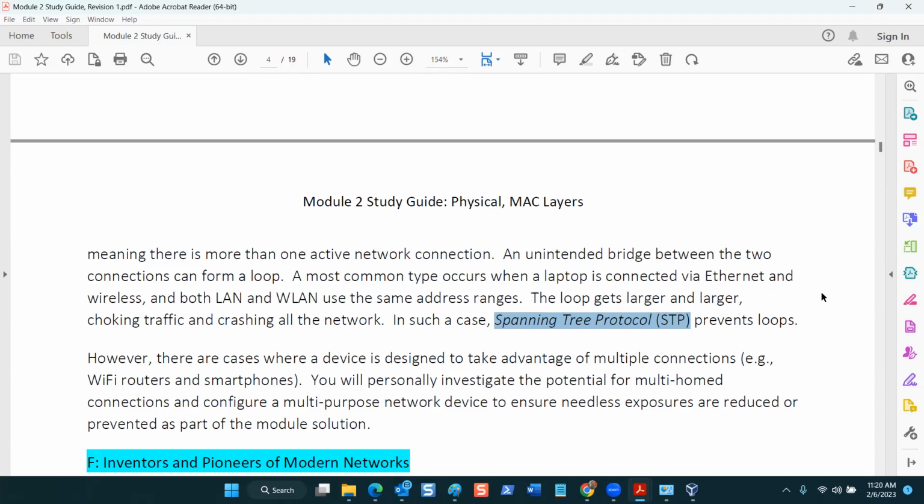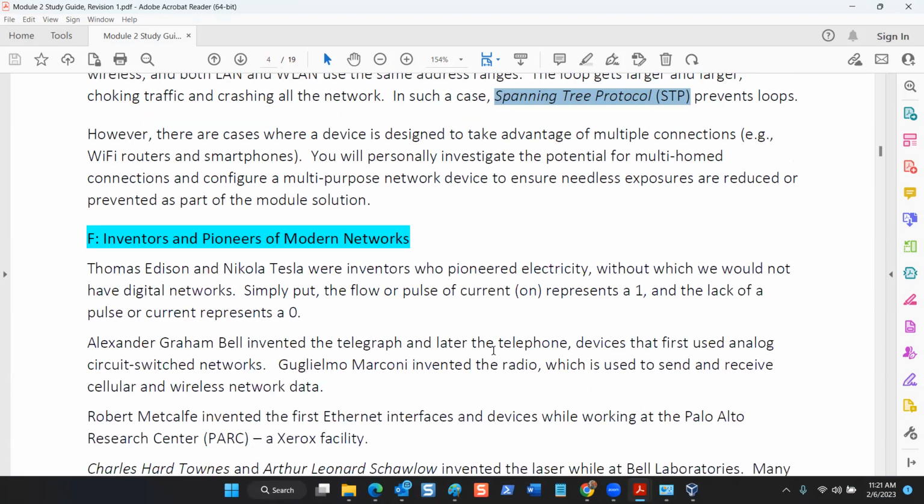It was crashing the Albert Einstein network, as in the entire network was having problems, performance issues, all kinds of issues. And they finally figured out what was going on, because when the loop got large enough to get into the segments of the network where the spanning tree protocol was there, they got some information and finally figured it out, but it took them 2 or 3 days. And they're much smarter and faster on that kind of stuff now. So it can happen, right? There are cases where a device is designed to take advantage of multiple connections, like Wi-Fi routers and smartphones, or virtual machines.